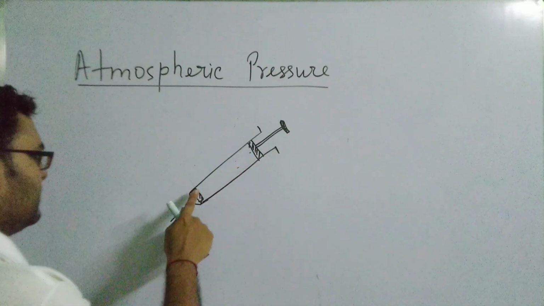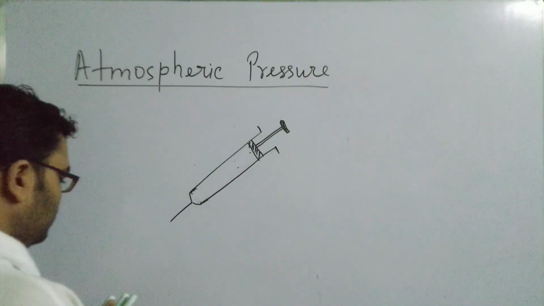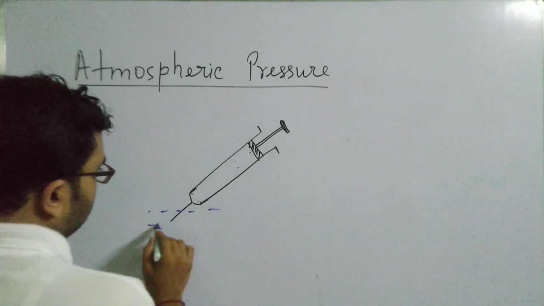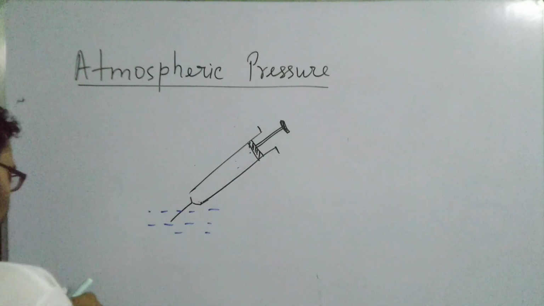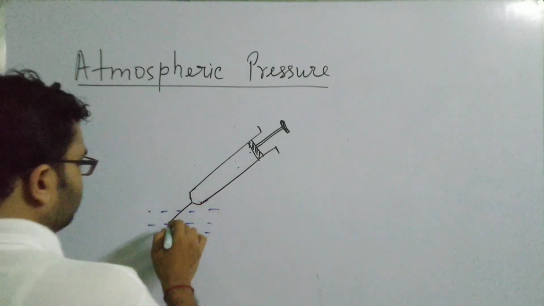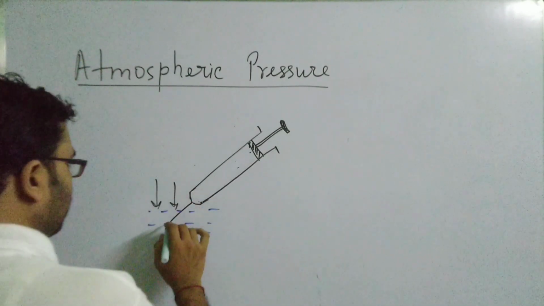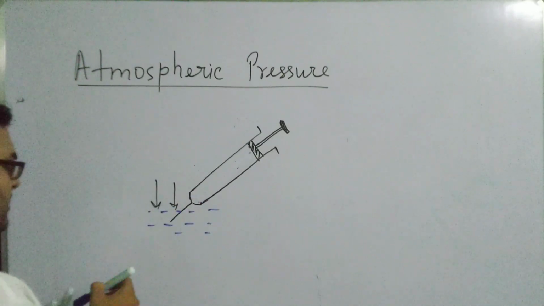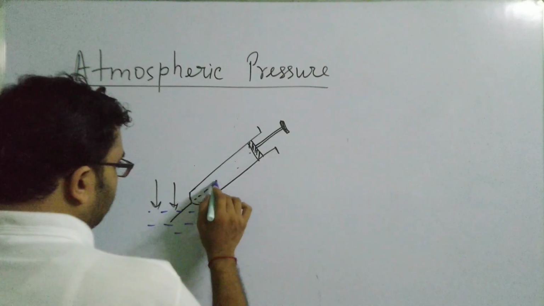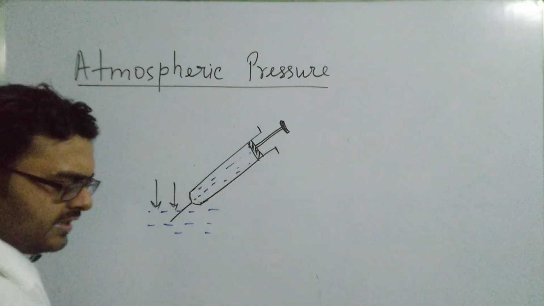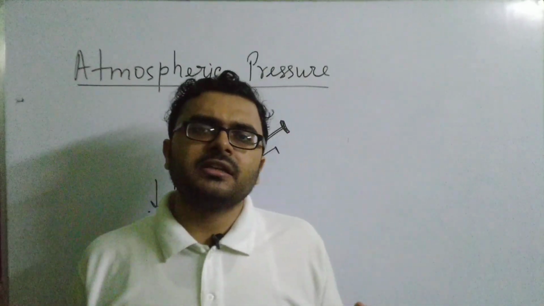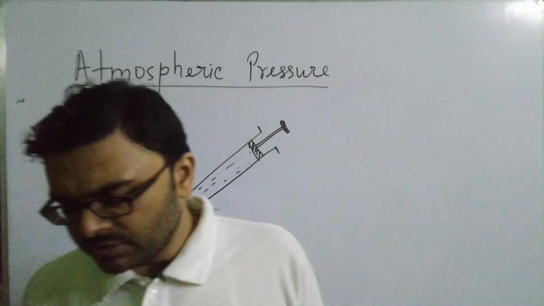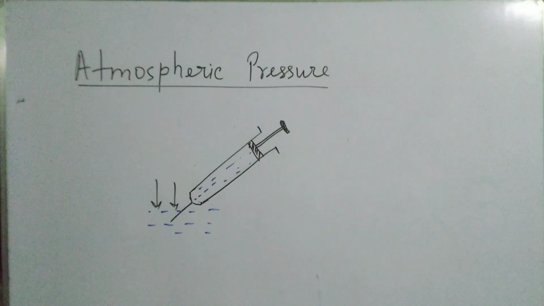So when you insert this syringe into the liquid, due to the vacuum in the syringe, the liquid will move up. Why? Because the atmospheric pressure is acting over this liquid surface, and through the syringe needle, the liquid will slowly move up and fill the entire space of the syringe. This is how the medicine is filled into the syringe, using the fact that atmospheric pressure exists all around us.